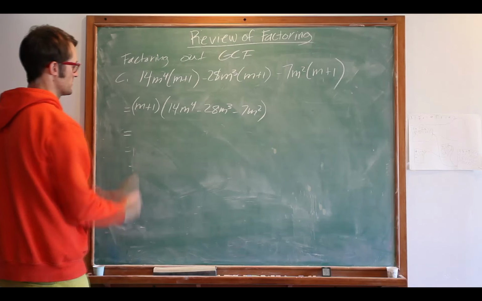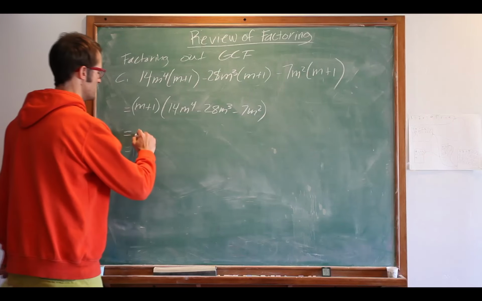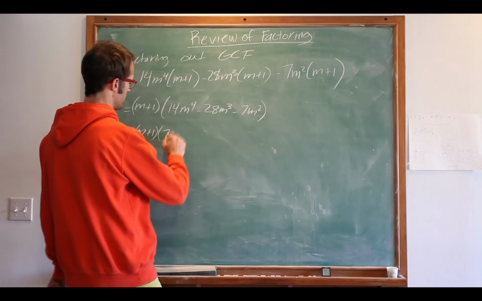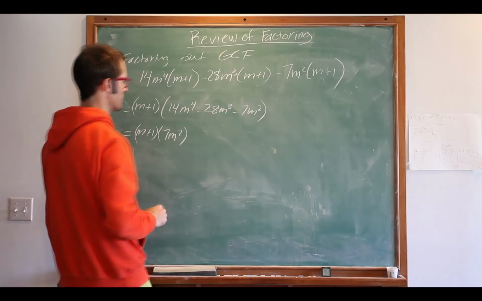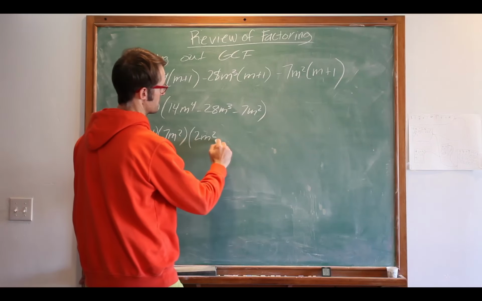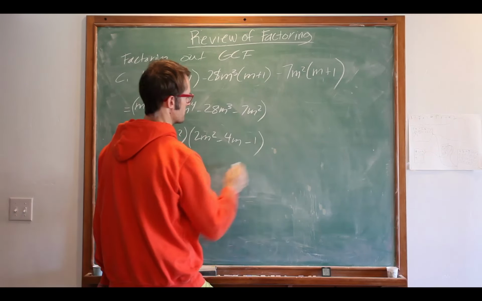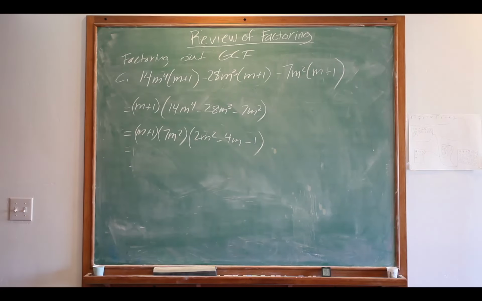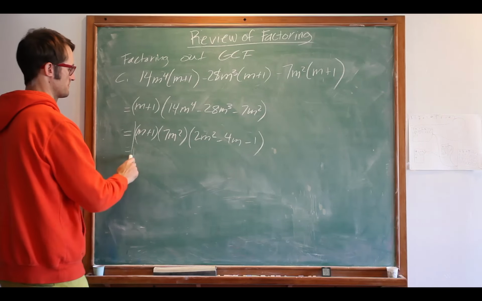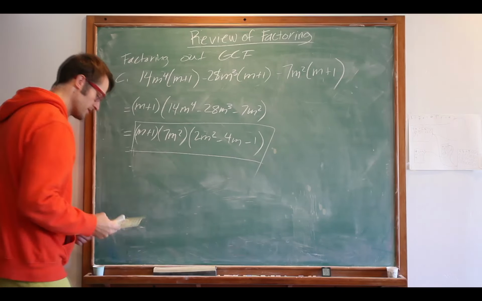So let's do one other. Let's pull out that 7m squared, times m plus 1. We already have 7m squared, we know that's common. And then we have 2m squared minus 4m minus 1. There you go. And that is your final answer. Great.